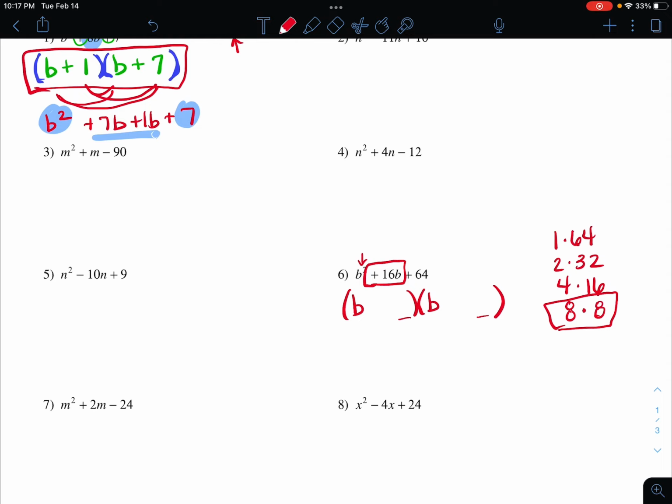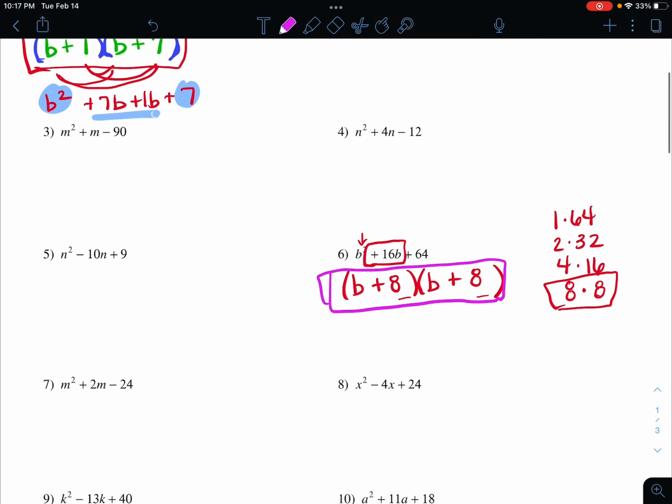So I know I'm going to have a plus 8 and a plus 8. Okay, now again, this is my answer. This is the solution. And if you're comfortable with multiplying, you can always multiply that back out to ensure that you definitely get b squared plus 16b plus 64, and you do.